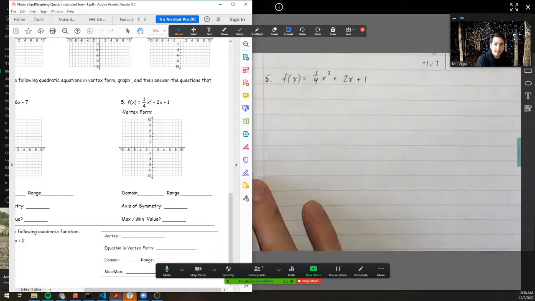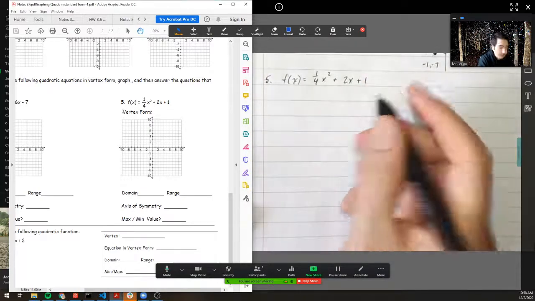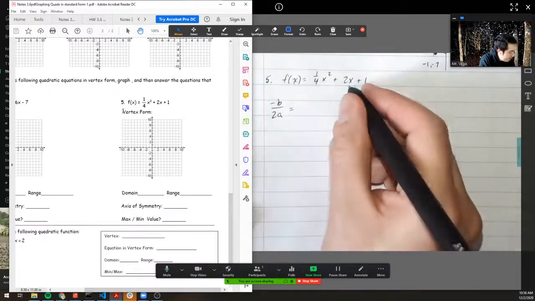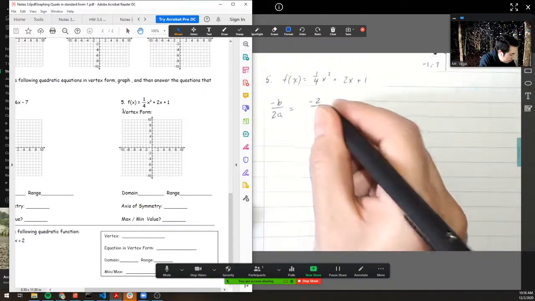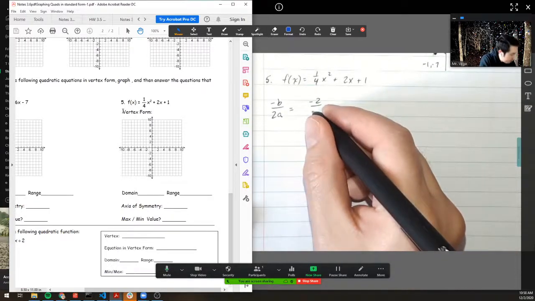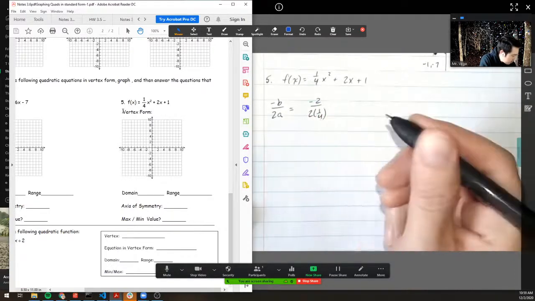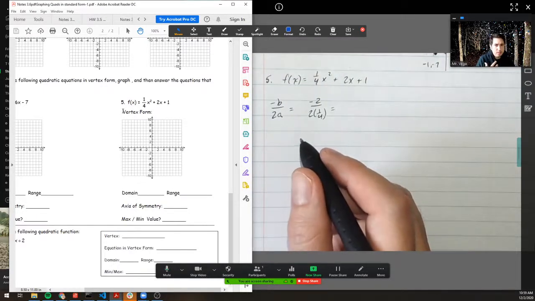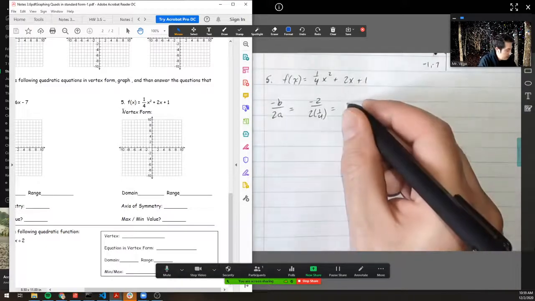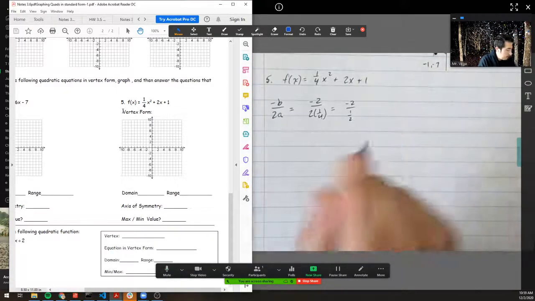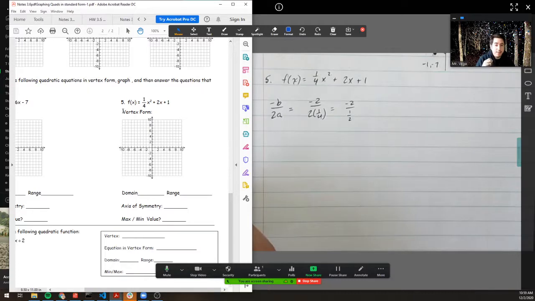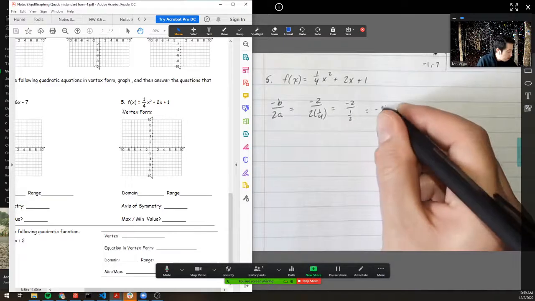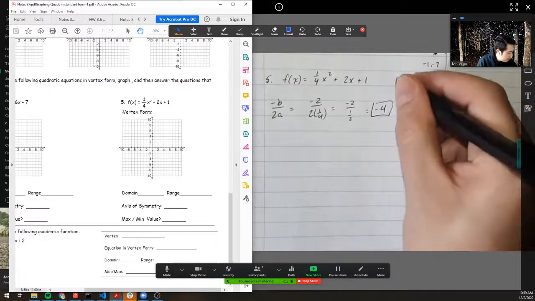But let's find the vertex. So again, negative b over 2a. Negative b here is 2, so it's going to be negative 2 over 2a. A is 1/4. 2 times 1/4, if you have a fourth of a pizza and you have 2/4 of a pizza, that's 1/2 of a pizza. -2 over 1/2. When you divide by a half, it's the same thing as multiplying by 2. So -2 divided by a half is -4. So your h value is -4.